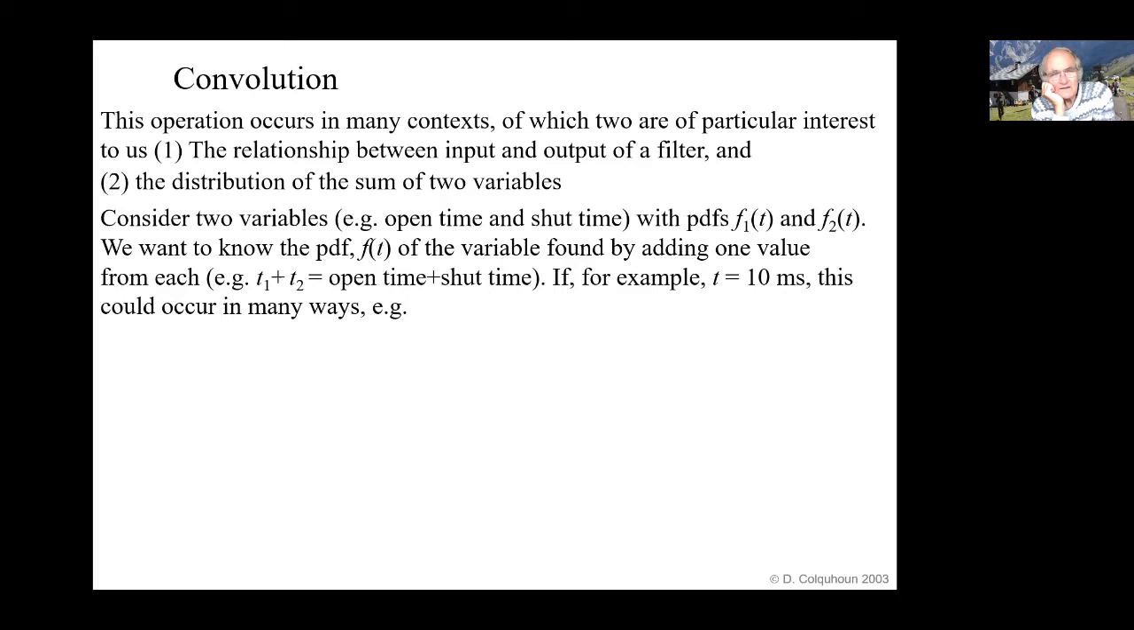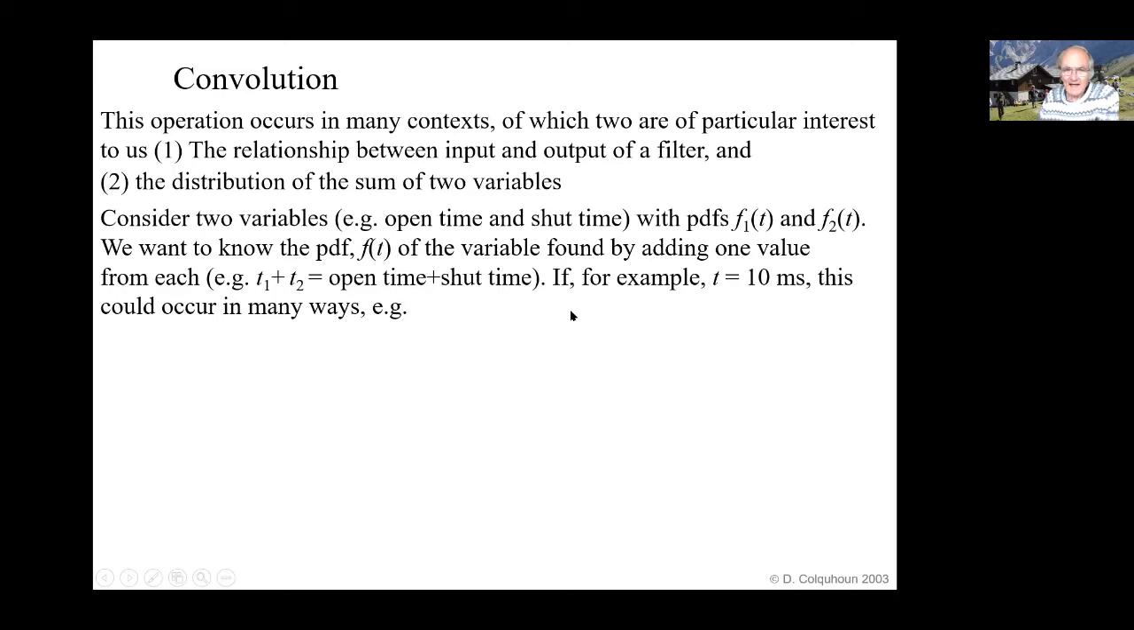Think of two variables, for example, an open time and a shut time. And they have probability density functions f1 and f2, say. We want to know the probability density function of the variable found by adding one value from each. So T1 plus T2 is an open time and a shut time.